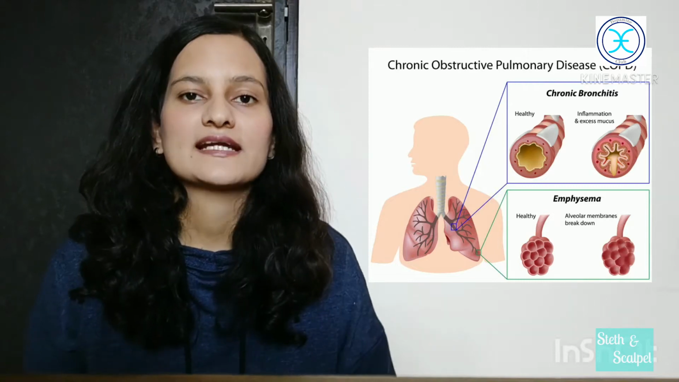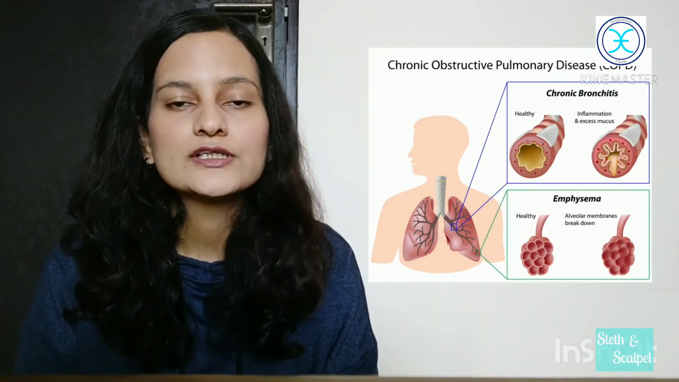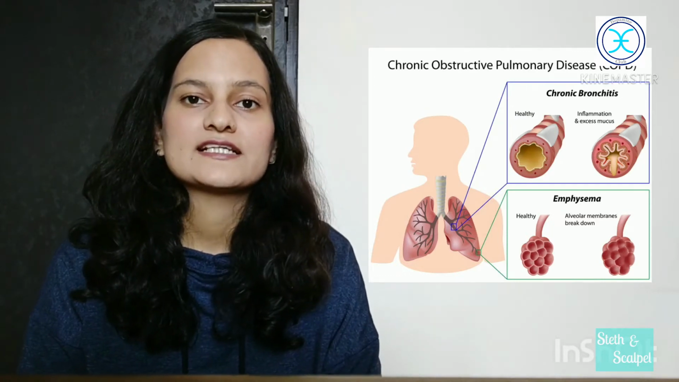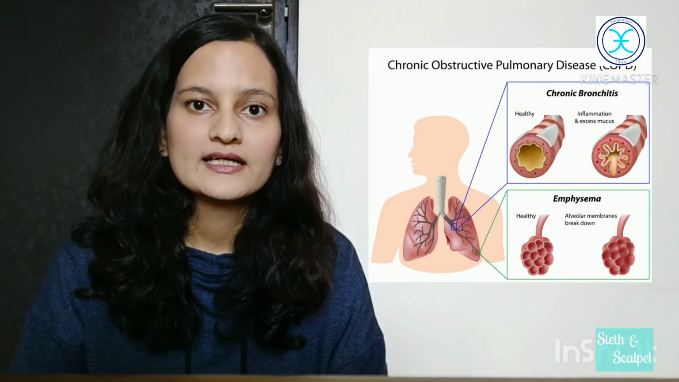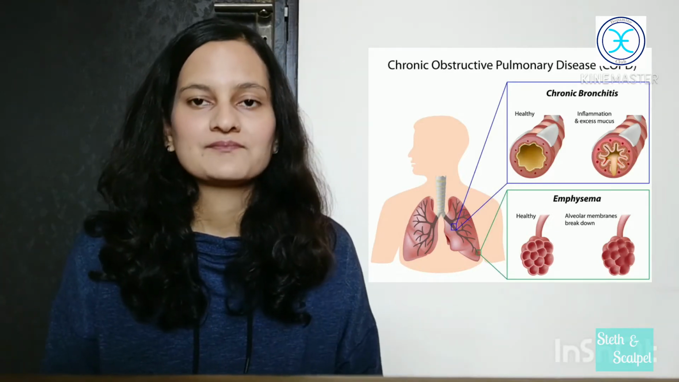Chronic bronchitis is characterized by a productive cough of 3-month duration in the past 2 years, and emphysema is characterized by distension of the alveoli, hence there will be hyperinflation, so there will be a barrel-shaped chest.